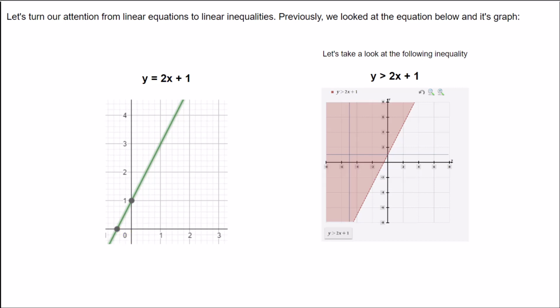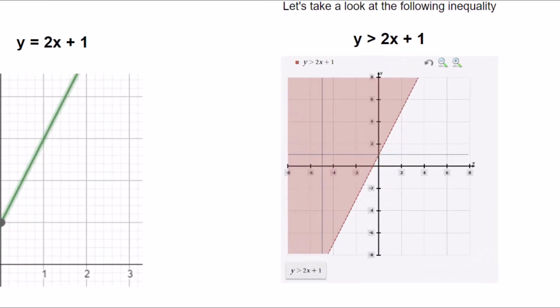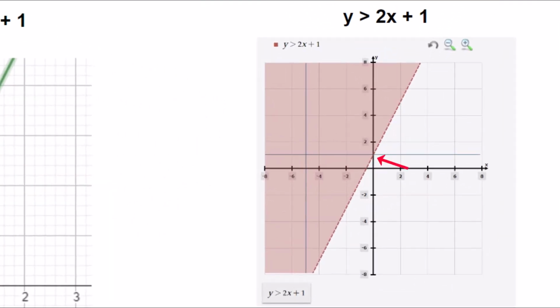So why does the graph look different for the analogous linear inequality? Well, let's do the same thing here. Let's let x be equal to 0. The expression we're left with if we do that is that y is greater than 1. Now here's a question for you. Can y actually equal 1?